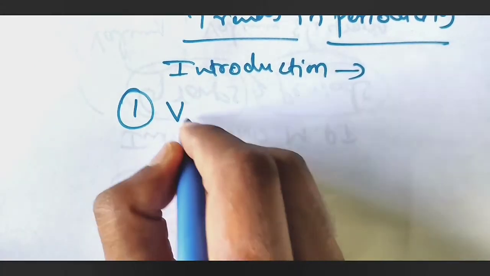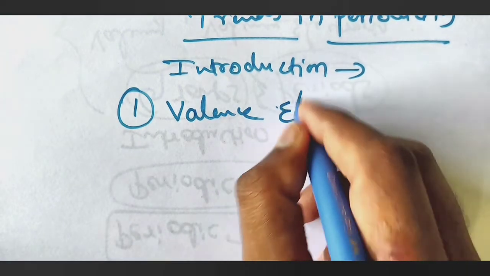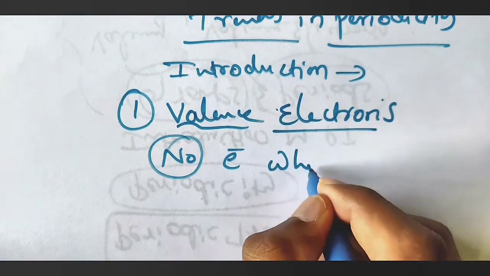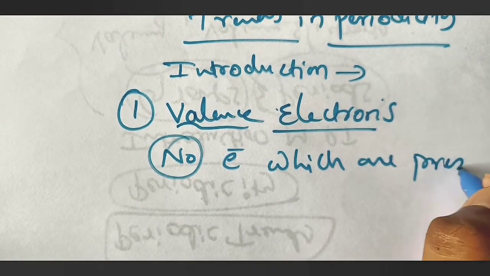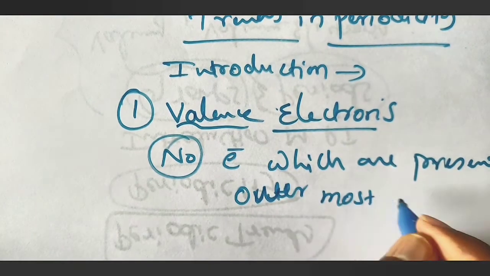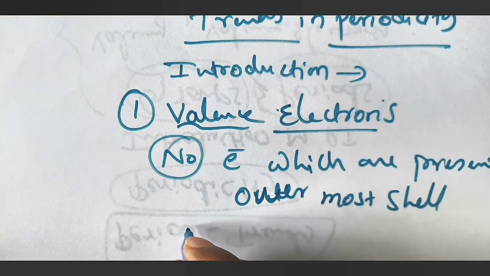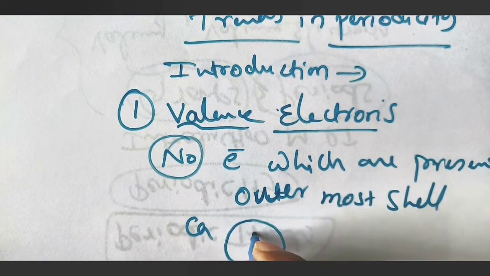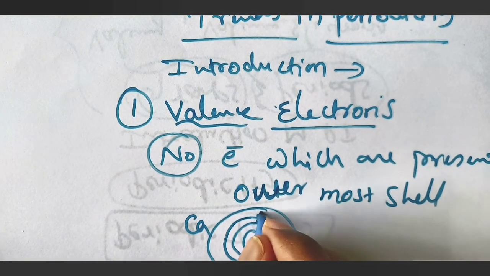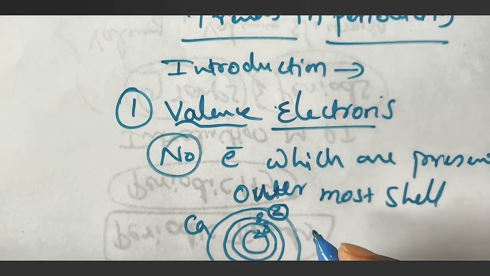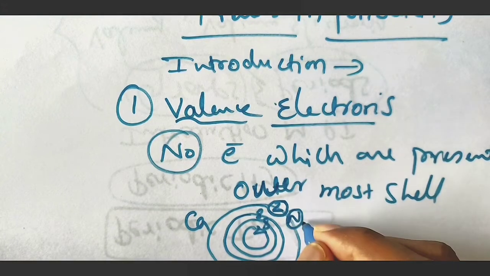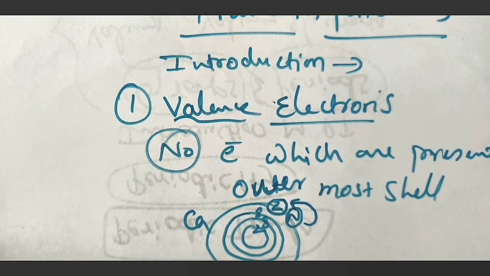So first one, valence electrons. Children, see, what are valence electrons? I already told you, it is the number of electrons which are present in the outermost shell. For example, if you have calcium, how are you going to write it? You write the shells like this: 2, 8, 8, 2. So this is the outermost shell. K is the inner shell, L and M are the inner shells, and N is the outer shell. Whatever electrons are present in the outer shell are called valence electrons.